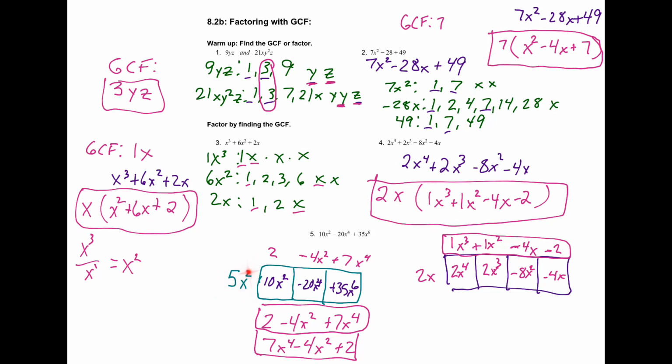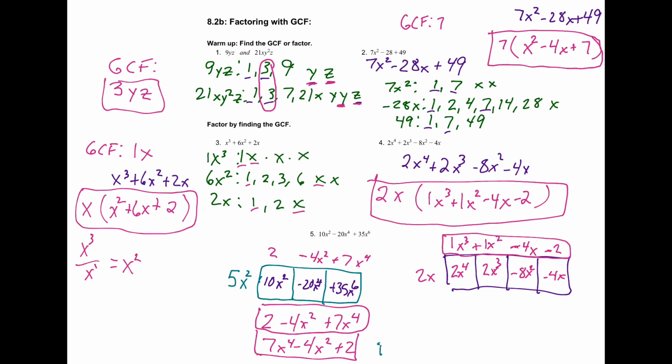So when I take that out, so 5x squared times what? Okay, 5 times what gives me 10? 2. X squared times what gives me x squared? Oh, well, I already have enough x's, so nothing there. 5 times what gives me negative 20? Negative 4. And then x squared times how many x's do I need to get to 4, to add to 4? Oh, that's 2 more x's. And then here, 5 times what gives me 35? 7. And x squared times what? How many more x's do I need to get to add up to 6? I need 4, so x to the fourth. So your answer is 2 minus 4x squared plus 7x to the fourth.